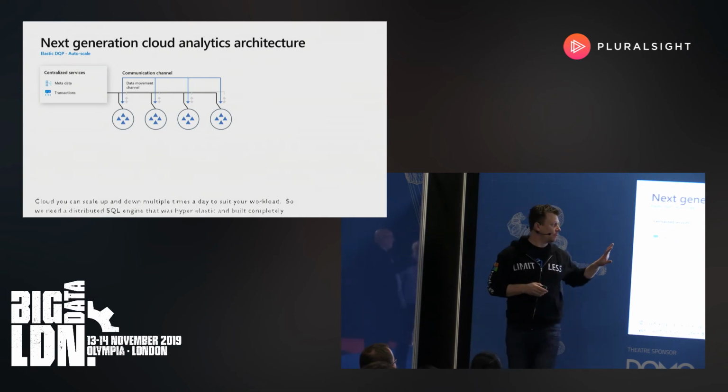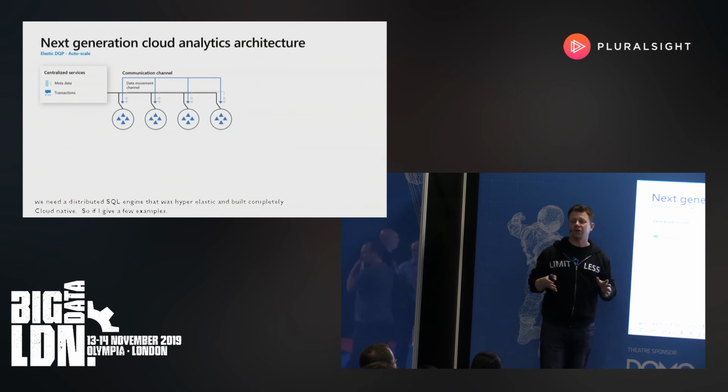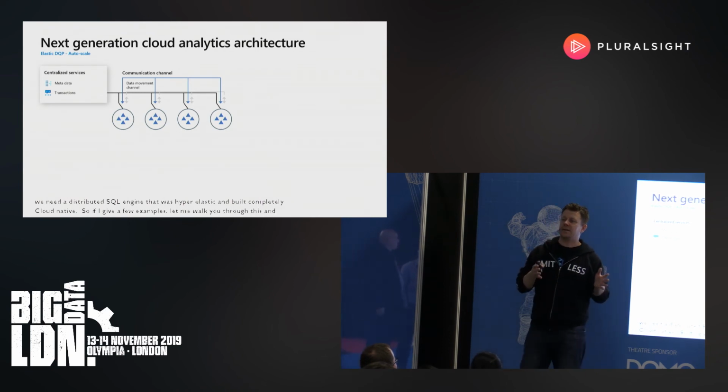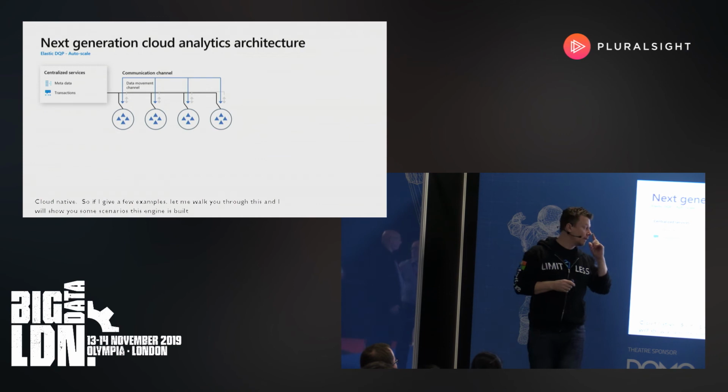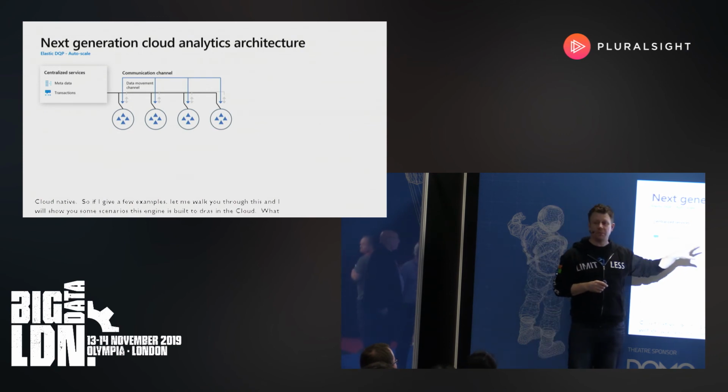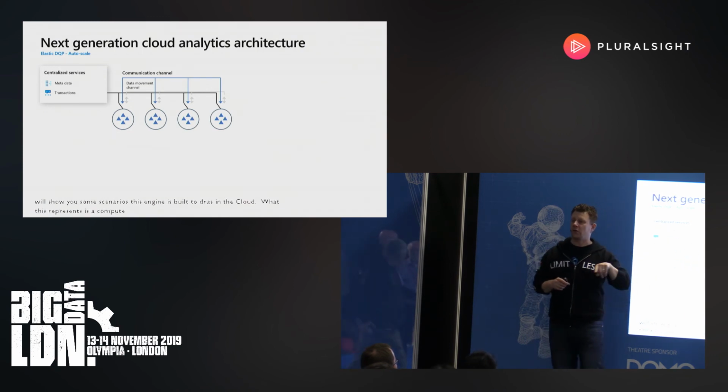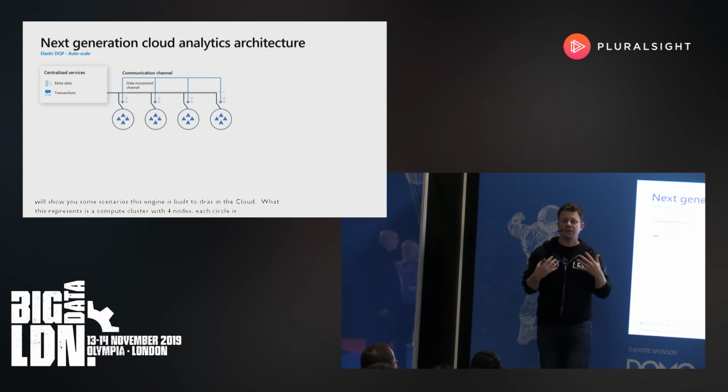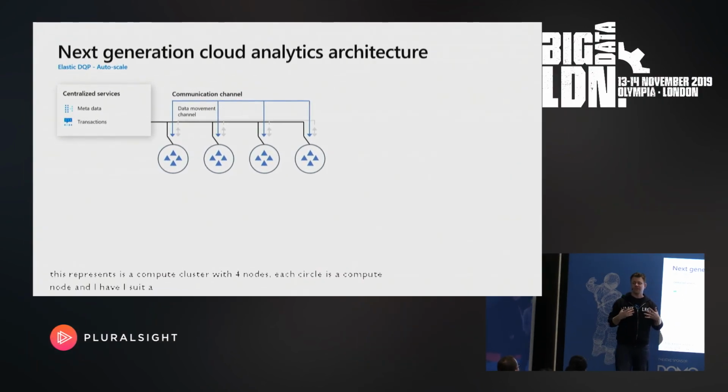So let me walk you through what's on the slide, and I'm going to show you some scenarios that this engine is built to address in the cloud. What this basically represents is a compute cluster with 4 nodes. Each circle is a compute node, and I've issued a query, and the optimizer has decided that there are 16 tasks that I need to go execute.